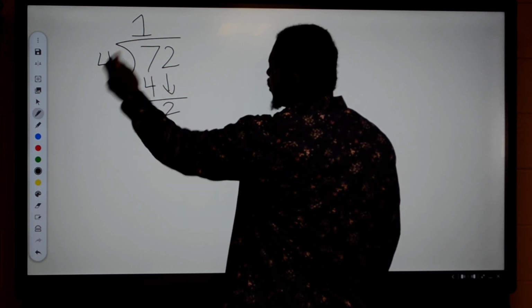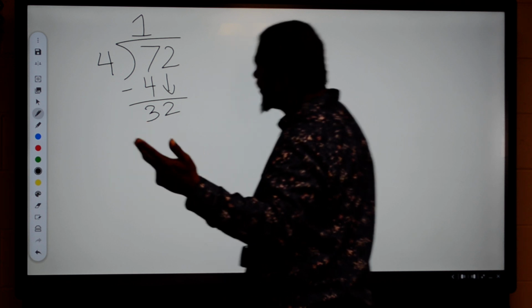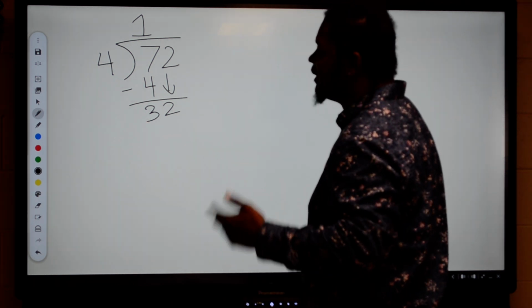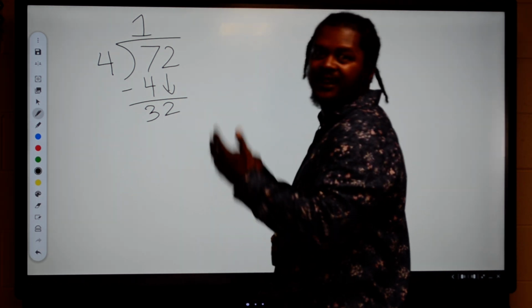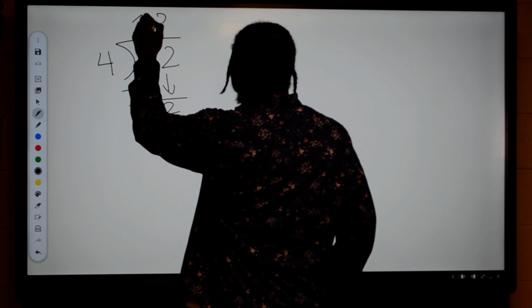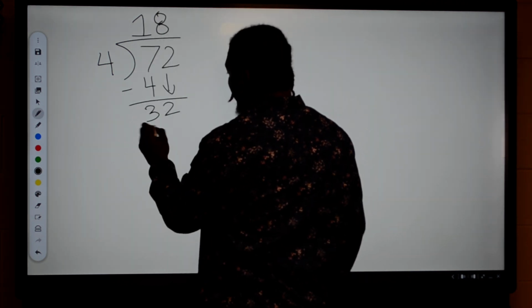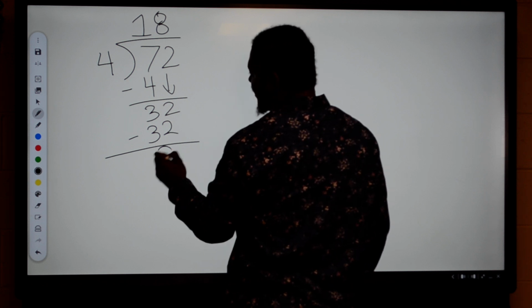How many times does 4 go into 32? Let's count. We have 4, 8, 12, 16, 20, 24, 28, and 32. So that should be 8 times. Exactly 32. 32 minus 32 gives us 0.